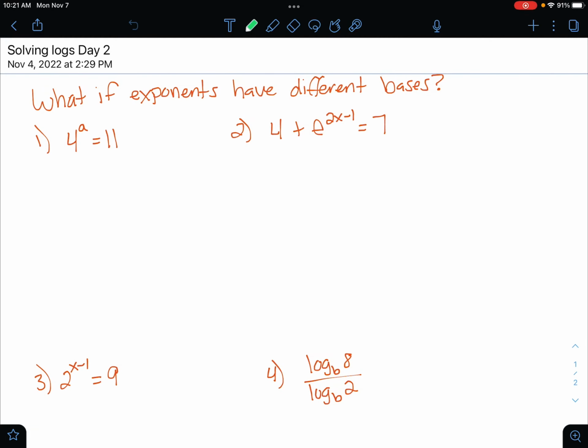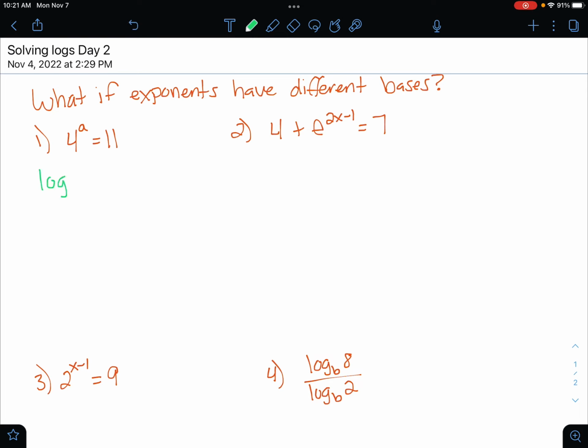All right, here's our day 2 of solving logs and exponents. So now we're going to look at ones that don't necessarily have the same base the entire time. So let's go through some examples here. Look at number 1. In number 1, 4 to the x equals 11, well, I can't get those to have the same base, right? So let's convert it to a log.